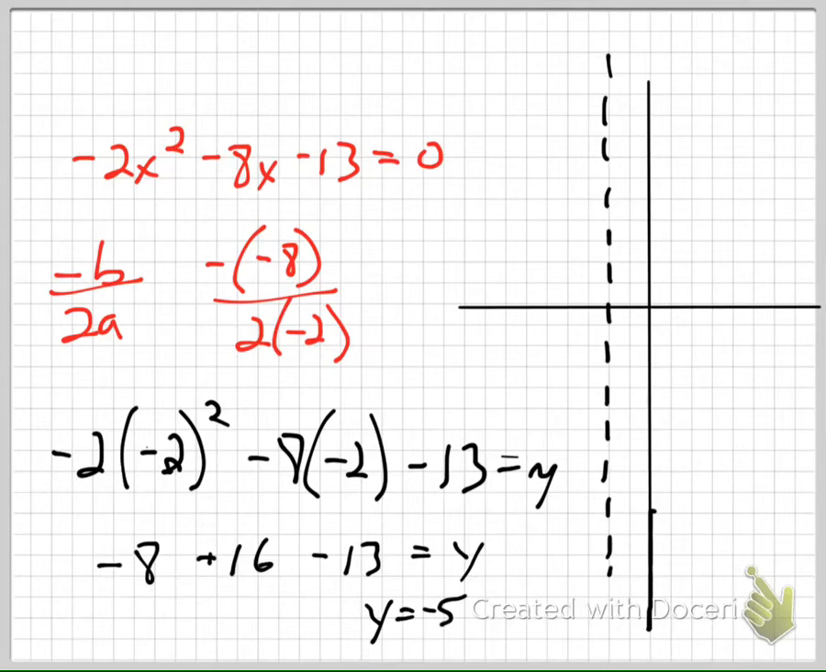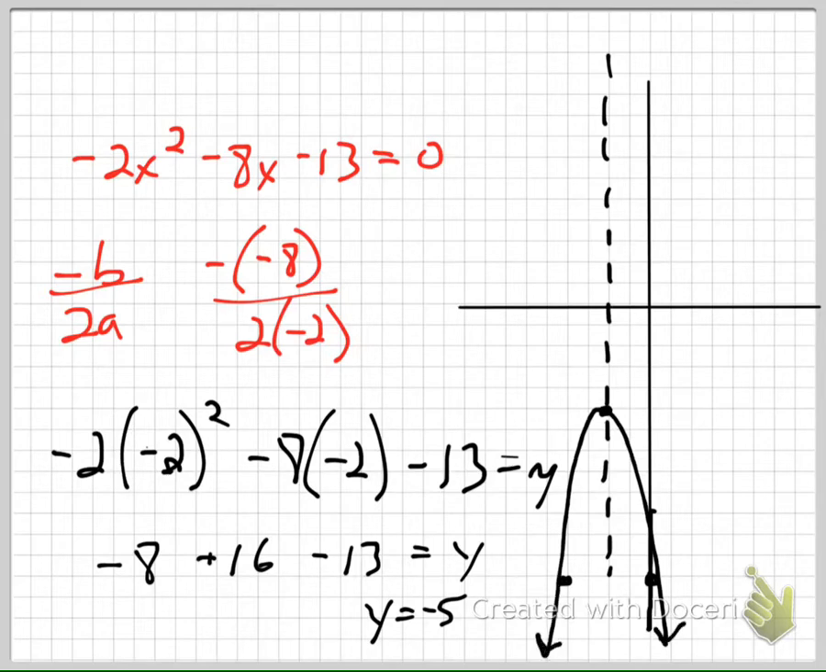So that means that it's right down here, negative 5. 1, 2, 3, 4. There's that, right? Where do we know that it crosses? Negative 13. 1, 2, 3, 4, 5, 6, 7, 8, 9, 10, 11, 12, 13. That's right here. And we can reflect it across right here. And so look, do I need to keep going here?